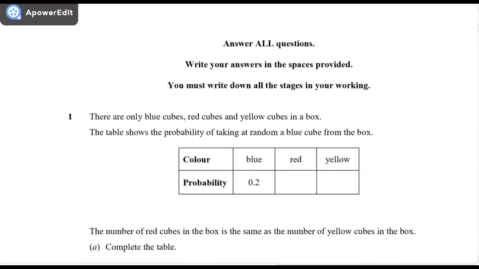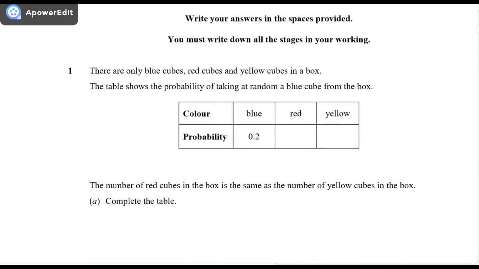So first question is about the probability. There are only blue cubes, red cubes and yellow cubes in a box. The table shows the probability of taking a random blue cube from the box. The number of red cubes in the box is the same as the number of yellow cubes in the box. So complete the table.